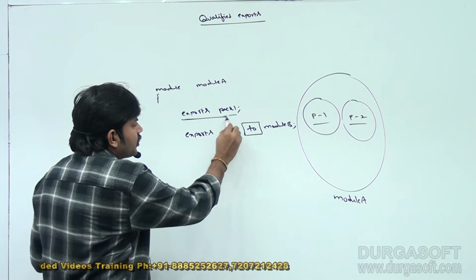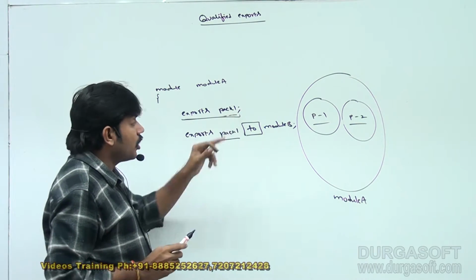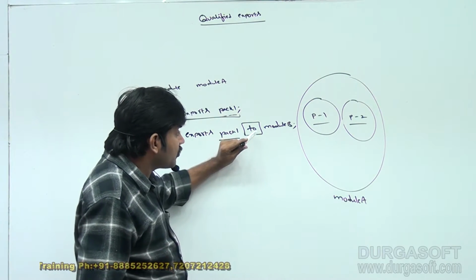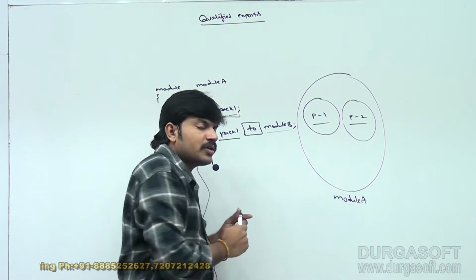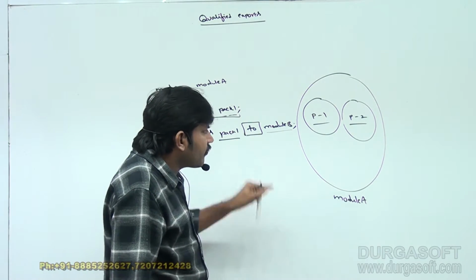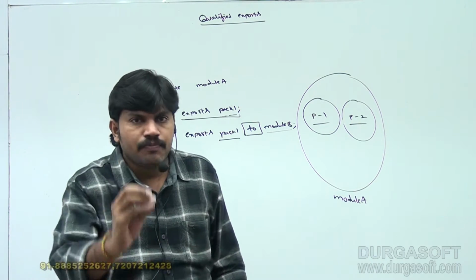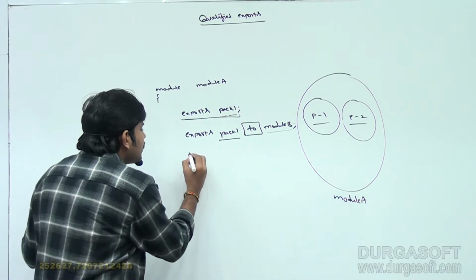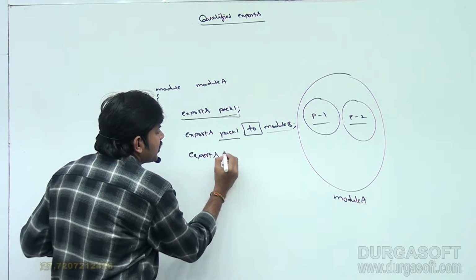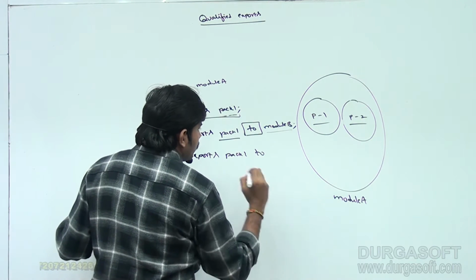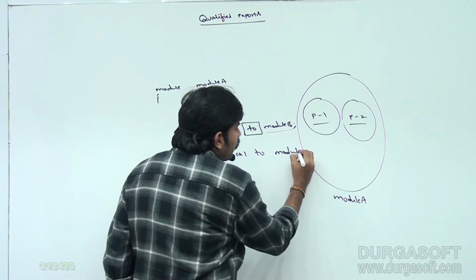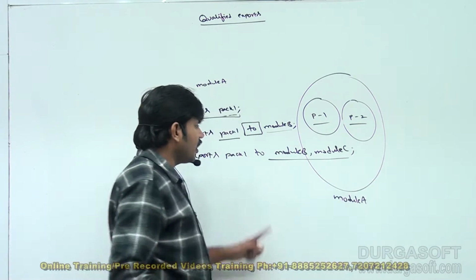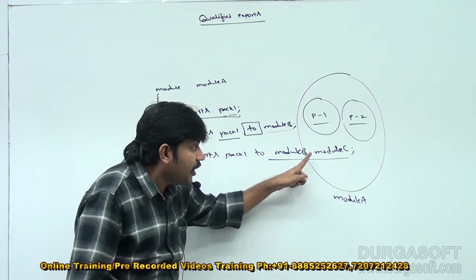Observe here. Have a look at exports pack 1. Now pack 1 is available for all the modules. Exports pack 1 to module B: now pack 1 is available only for module B. Module C, module D are not allowed to access. In the same way, exports pack 1 to module B, comma, module C.